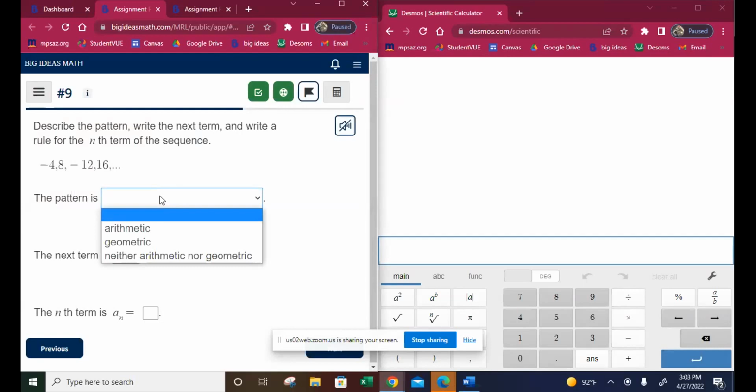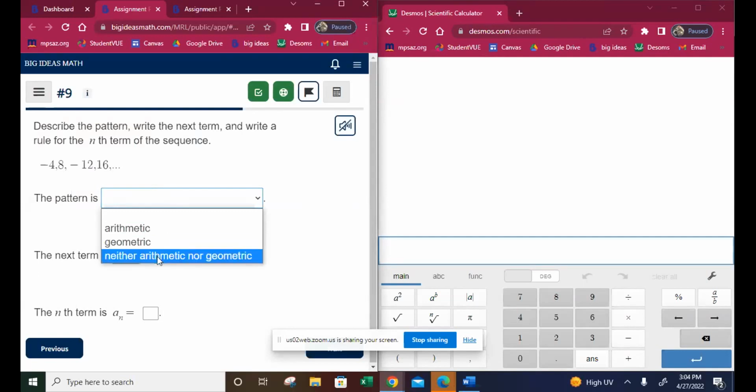In short, it's arithmetic if it goes up or down by the same amount. This one is not arithmetic because while it has the appearance of going up or down, you can see it goes positive to negative. It actually alternates. So we can go neither. Geometric is something different. We'll see.